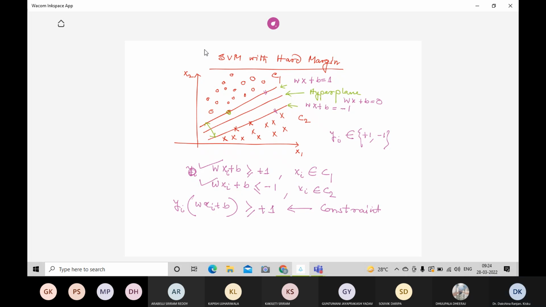Okay. Now we will use this constraint to design the classifier, and when the training is performed, we will estimate the weight and bias so that we can use that weight and bias for the unknown samples.